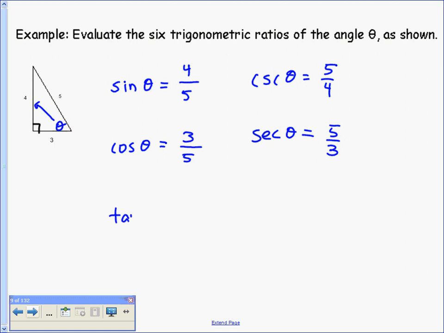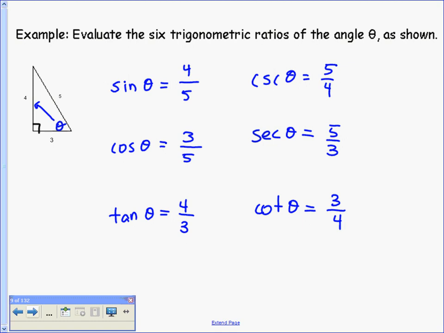And then we have our tangent. Tangent is going to be opposite over adjacent, and our opposite is 4, our adjacent is 3. And so now let's take care of cotangent, and that's 3 over 4.